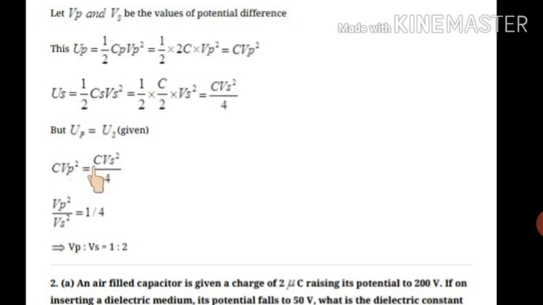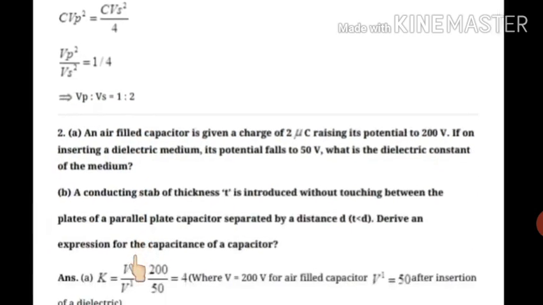So that's why we have written VP square upon VS square. The C and C will get cancelled, so here we'll have 1 upon 4, and this is the ratio of their squares. If we want to calculate VP upon VS, the square root of this gives 1:2. So what is the ratio? 1:2. I think this question is also clear.